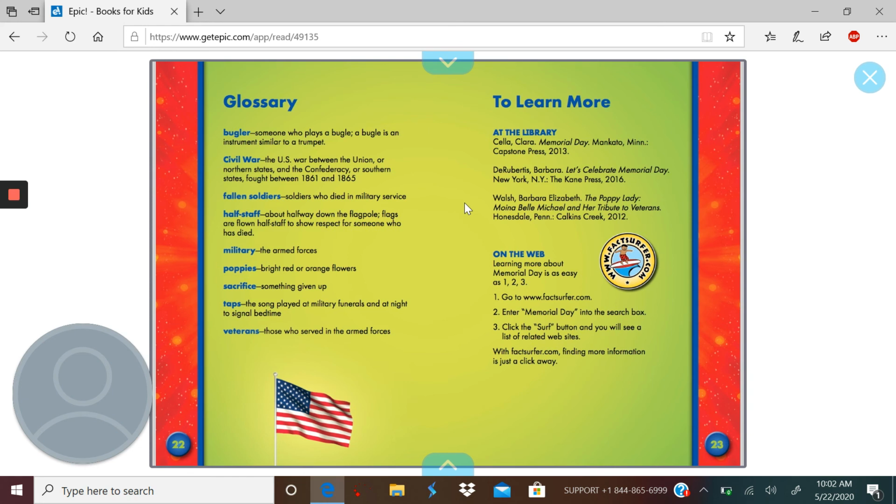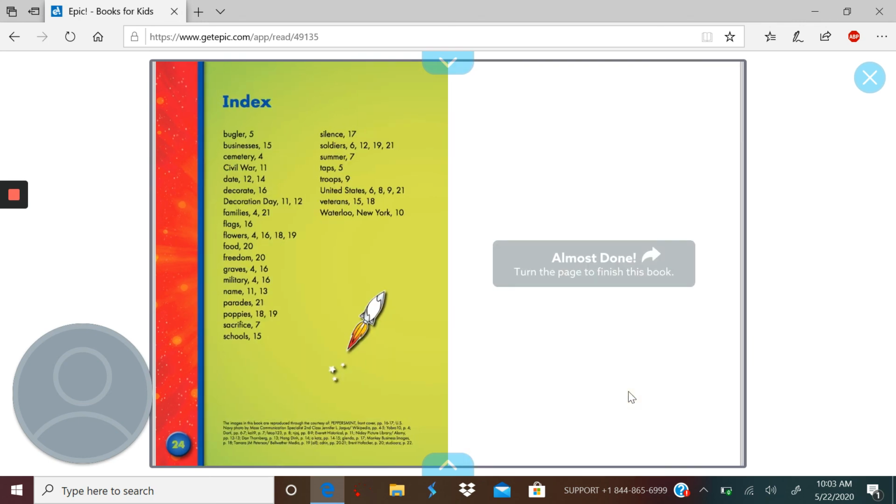All right, to learn more, it says you can go to the local library and look up these books. And then if you wanted to go on a website online, they're saying learning more about Memorial Day is easy as 1, 2, 3. And they have some different websites that you can go to if you want more information. Okay, my friends, I hope that you enjoyed. This is the index of just the different words that we talked about throughout the story.